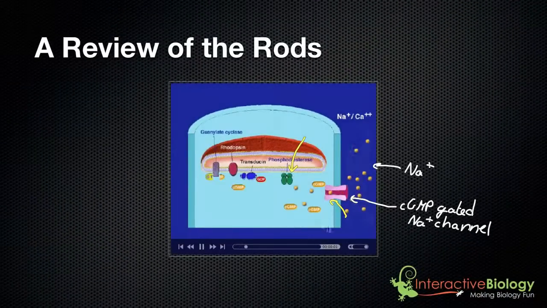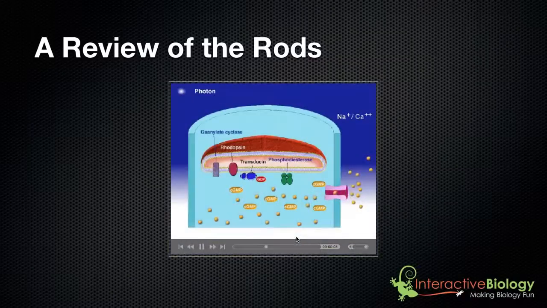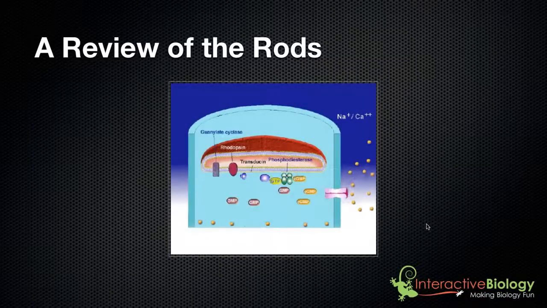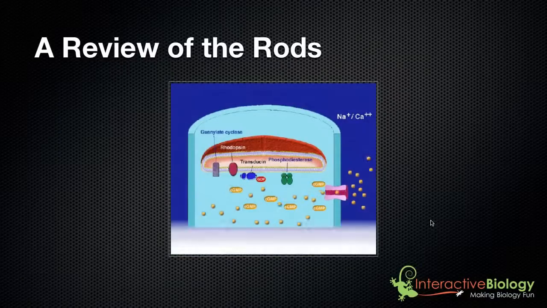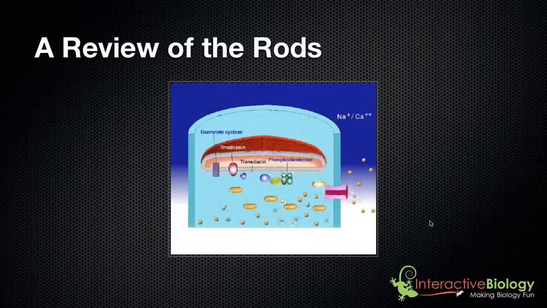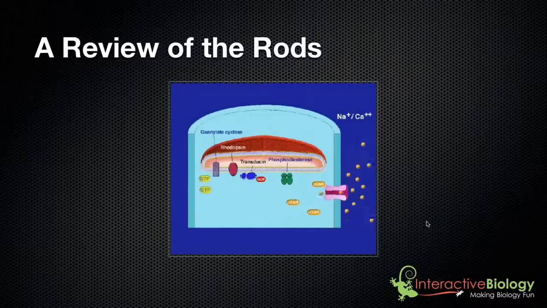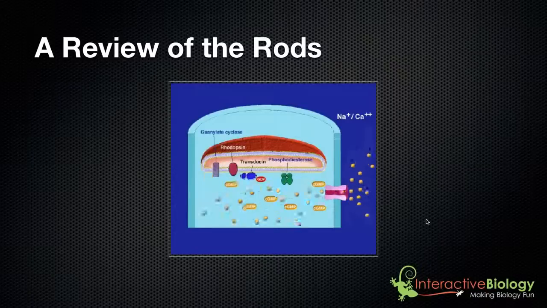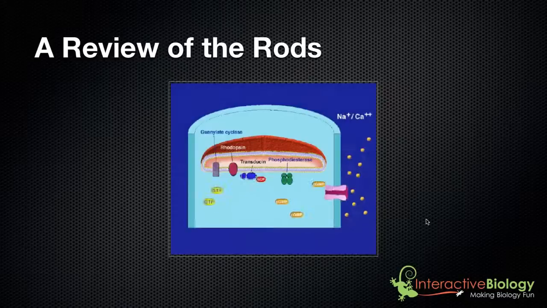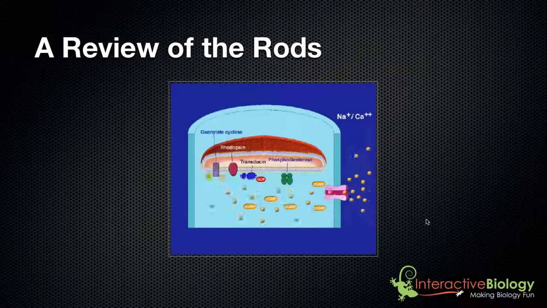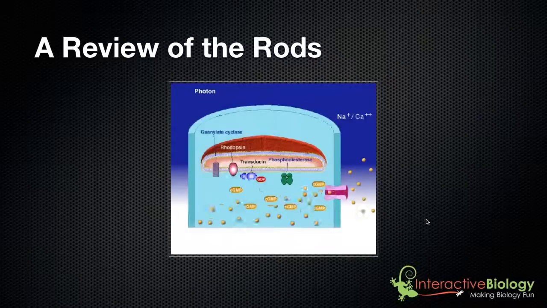Okay, so there's a lot of stuff going on in this animation right now, and my recommendation would be to pause this and go back and look at it again and try to visualize what's happening. Look at the details and make sure you understand this, because this is a good overview of what happens inside the rods. And as I said in the last episode, the process that happens in the cones is relatively similar to this. So if you get this, you have a good idea of what happens.